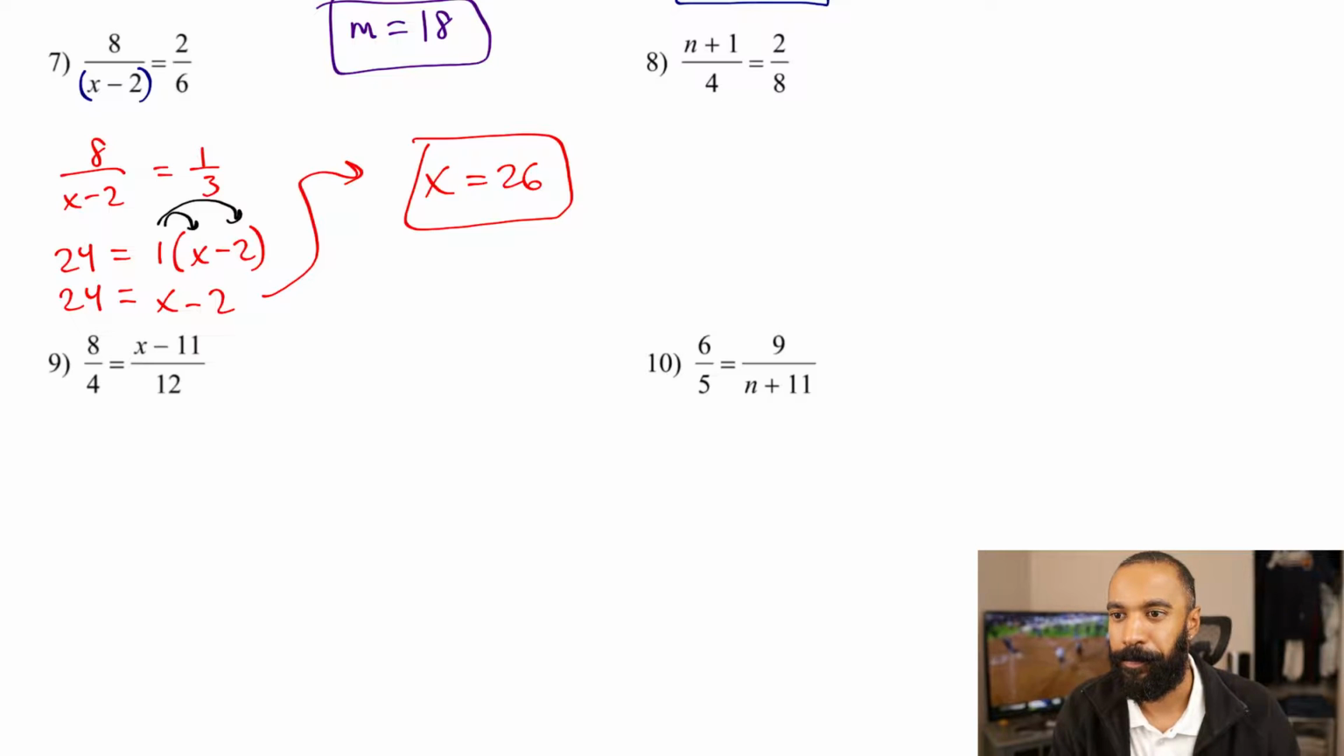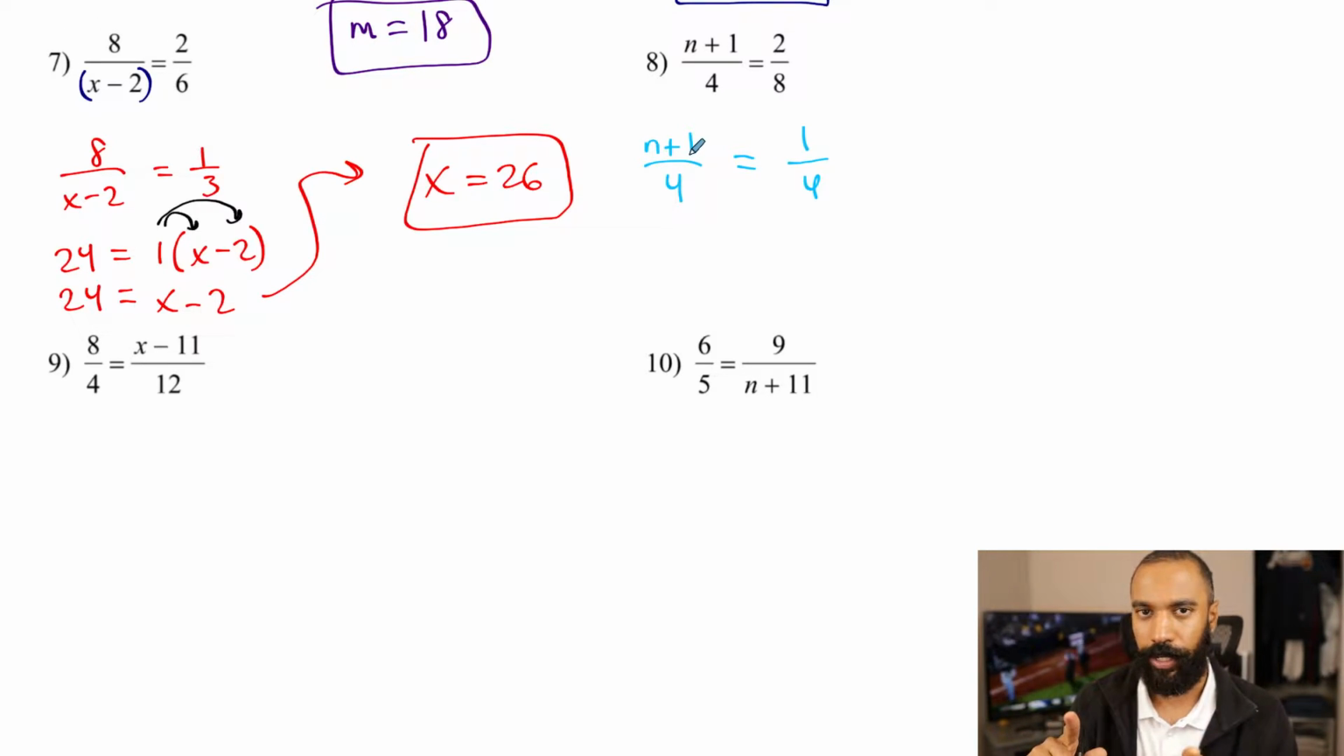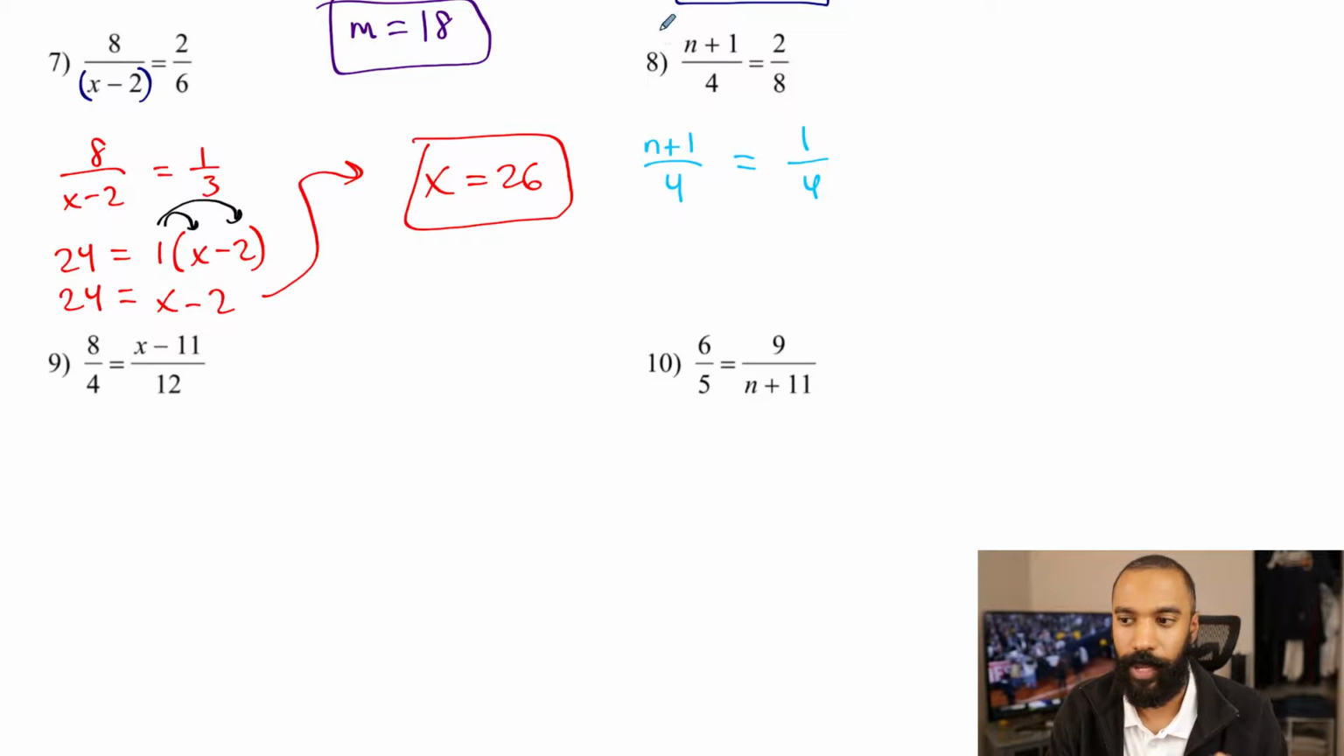All right. Next problem here. Again, can I reduce a fraction? Heck yeah! 2 over 8 becomes 1 over 4. And I have n plus 1 over 4. Now, there are 2 different interesting ways to look at this. Number 1 is the way that I talked about before.